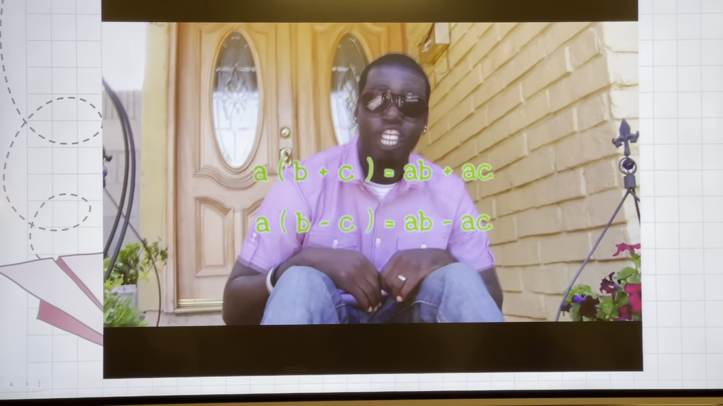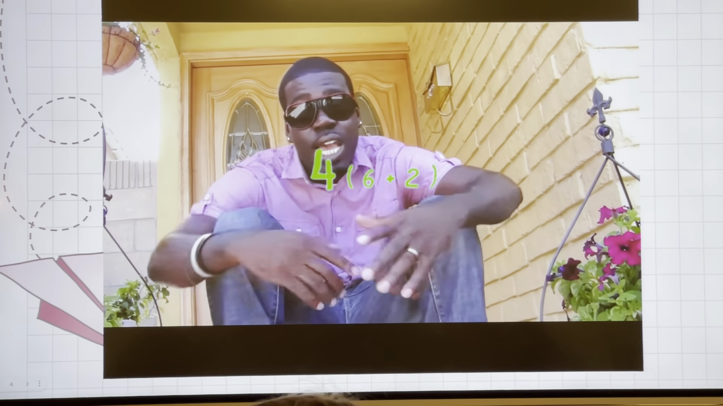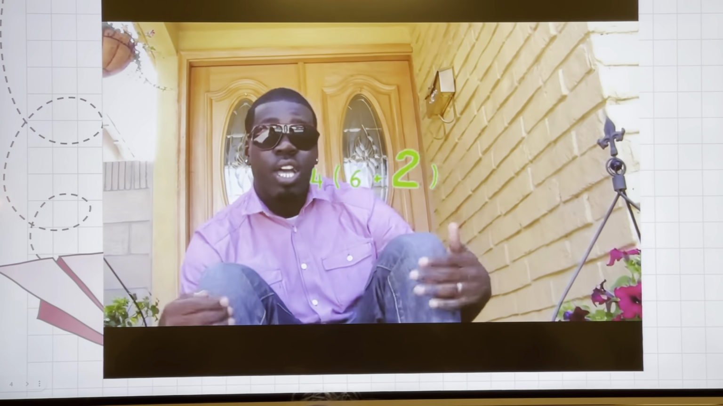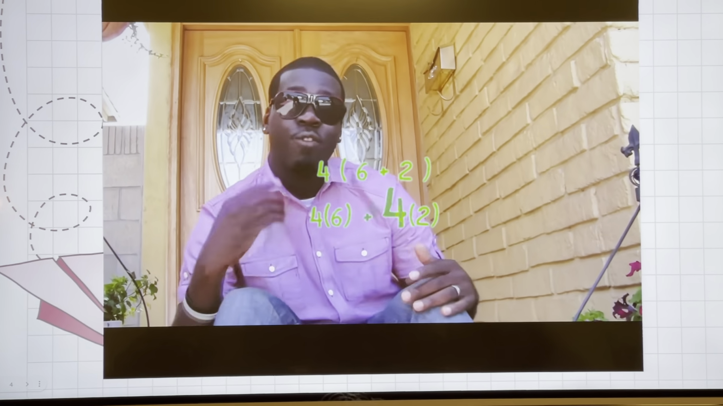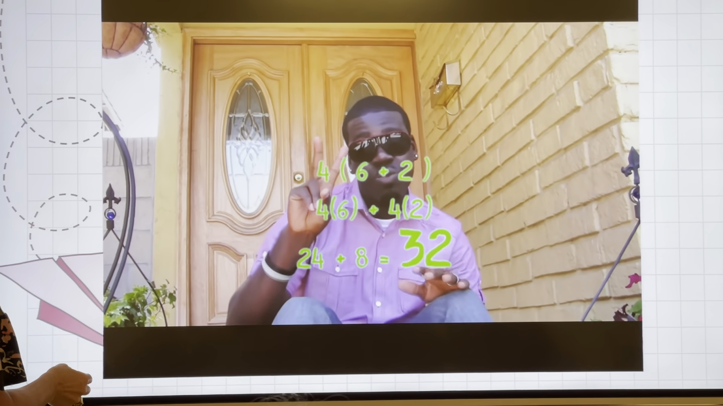Minus A times C. That's all we're going to take off of this. Of what you need to do. Try 4 times the quantity 6 plus 2. We're going to practice the distributive property later. 4 times 6 plus 4 times 2. 24 plus 8. The answer is 32.